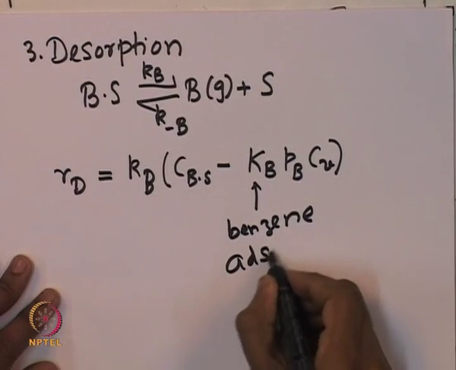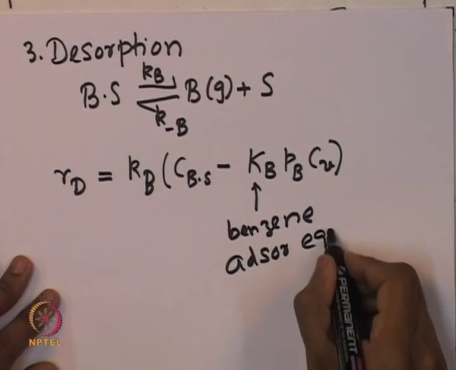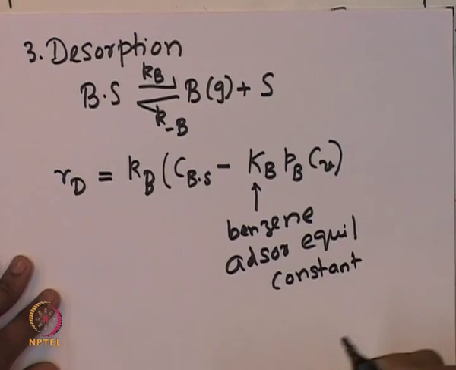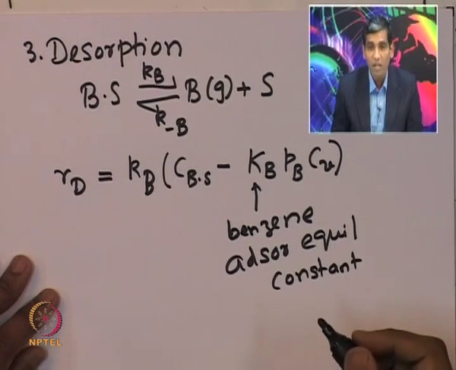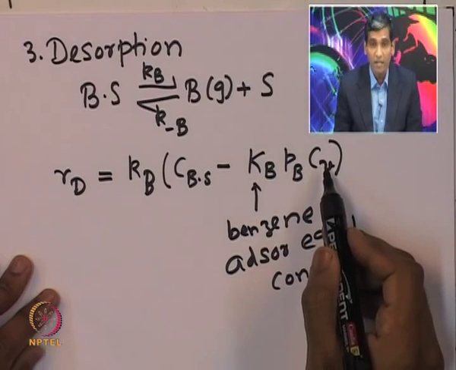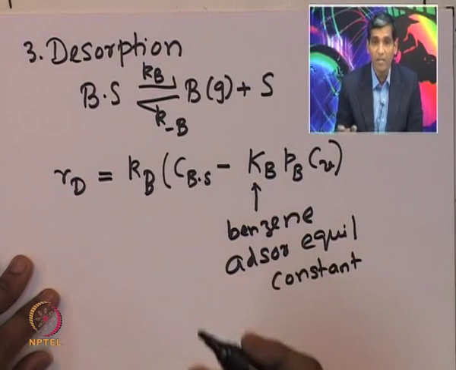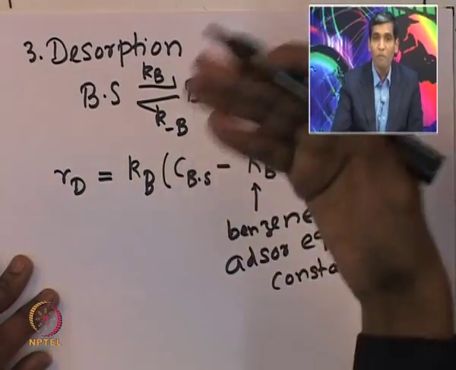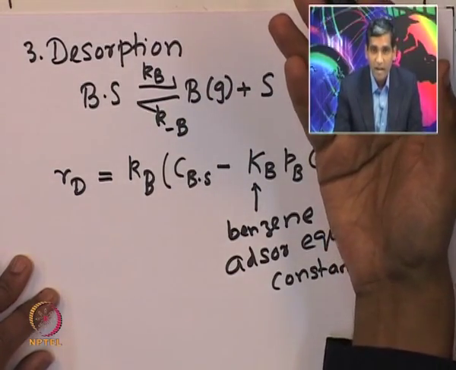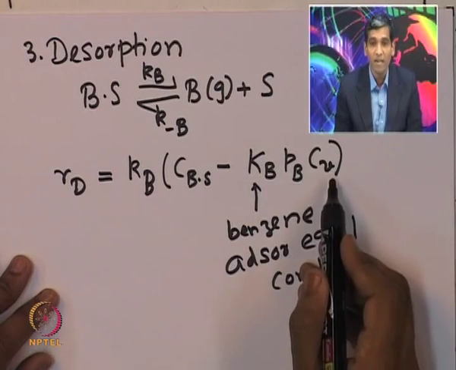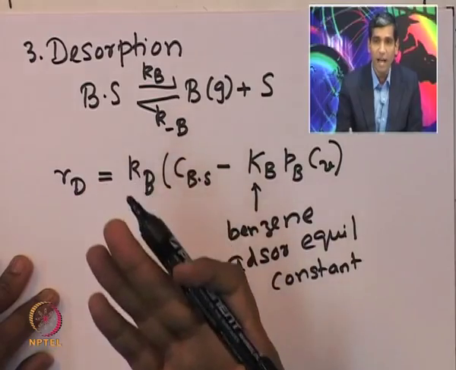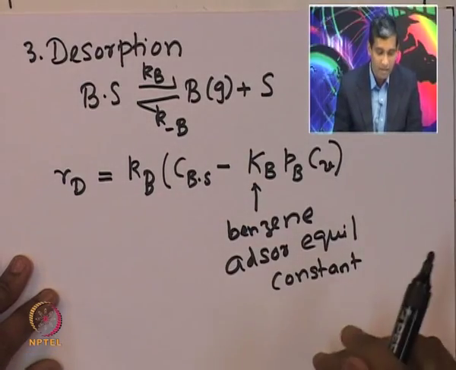adsorption equilibrium constant, and Cv corresponds to the concentration of the vacant site. Remember that the reverse reaction is basically where the benzene in the gas phase can actually go and adsorb onto the vacant catalyst site. And therefore, Kb, Pb into Cv tells you what is the rate at which the free benzene which is available in the gas phase gets adsorbed onto the catalyst surface.